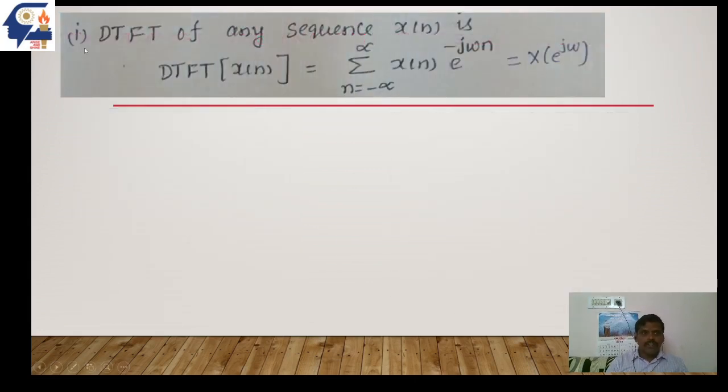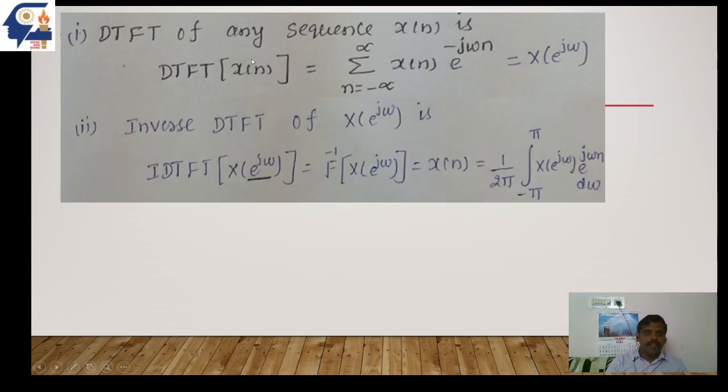In general, the DTFT, discrete time Fourier transform of any sequence, because it is a discrete signal taken as a sequence, is given by DTFT of x of n is equal to, because it is a discrete signal, I am using the summation symbol, summation n equal to minus infinity to plus infinity x of n e power minus j omega n. Because I am applying DTFT for a discrete signal, the result will be in terms of frequency j omega, capital X of e power j omega.